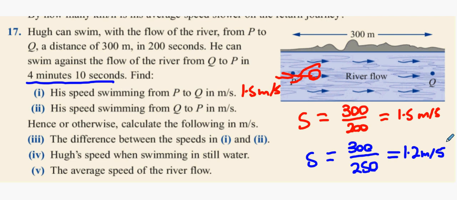Because on the way up, he's assisted by the river. And on the way back, the river works against him, doesn't it? So here's what we're going to find. Find the difference in the speeds. What's the difference in the speeds? 0.3. Find his speed when swimming in still water. It's actually the average of both speeds. It's the average of you with the river plus you without the river. So what happens when you add the two of them together? Divide 2.7 by 2? 1.35.